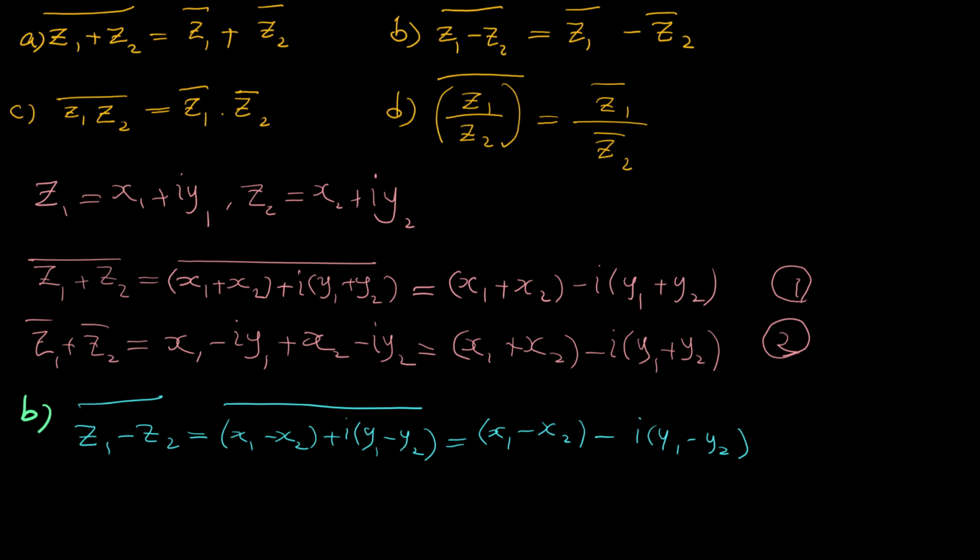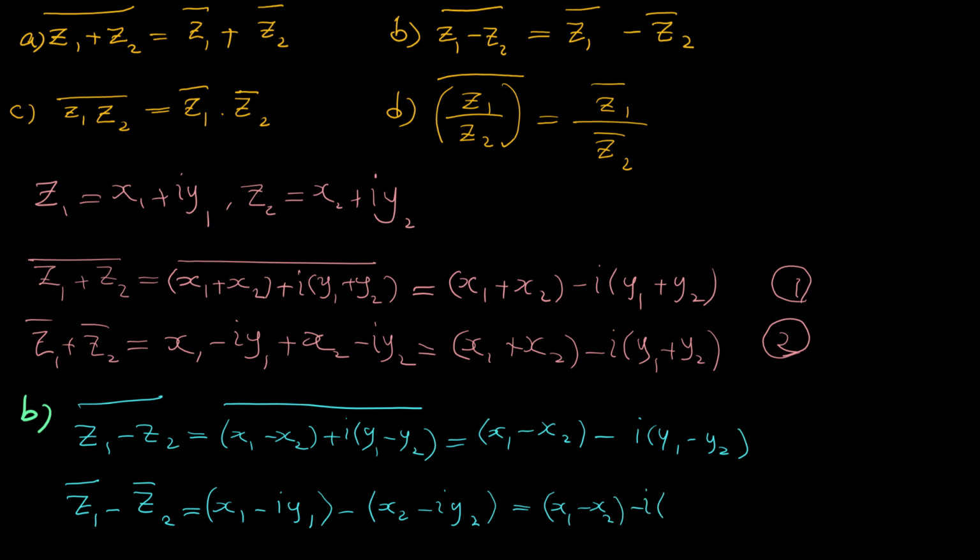Now let's see what is the value of the other side. What is conjugate of z1 minus conjugate of z2? z1 is x1 plus iy1. The conjugate of z1 is x1 minus iy1, minus z2 conjugate, which is x2 minus iy2. If we subtract, then we have x1 minus x2. We subtract real from real, and then minus i y1 plus i y2.